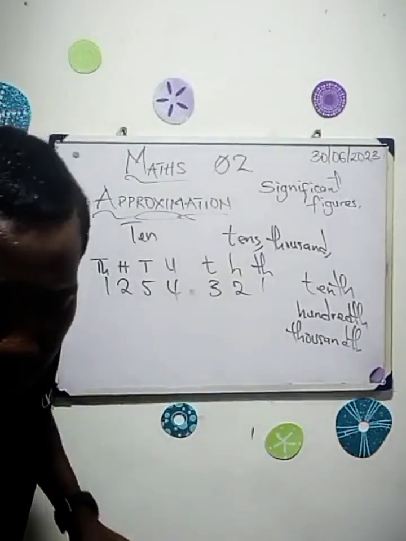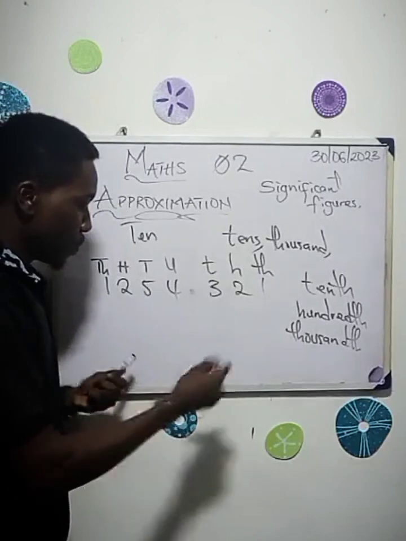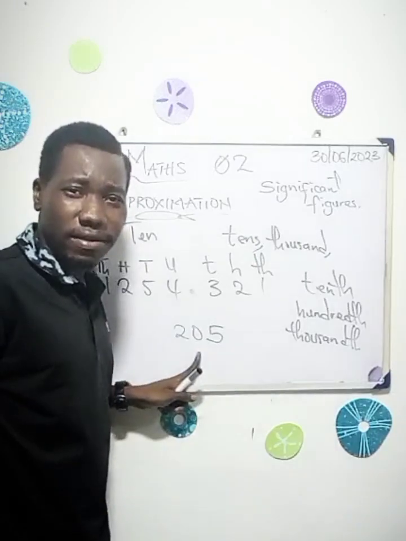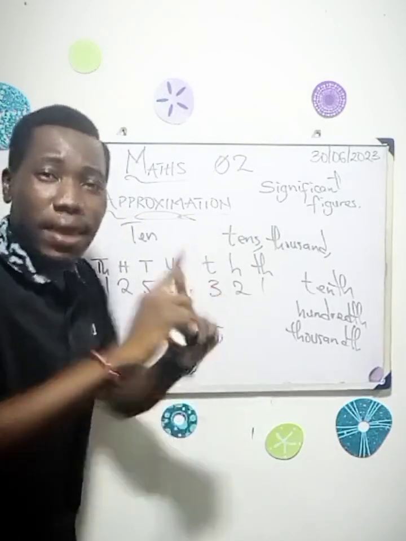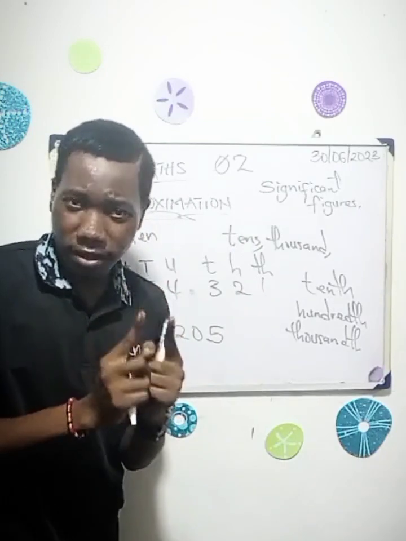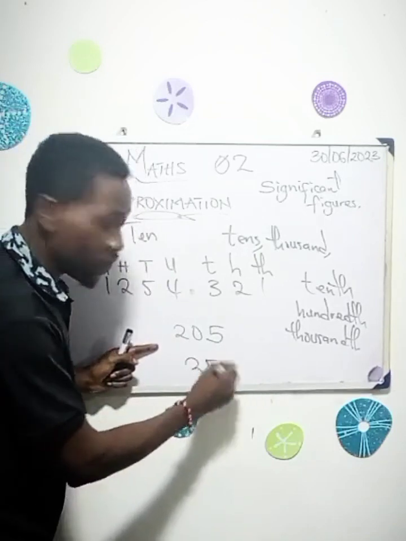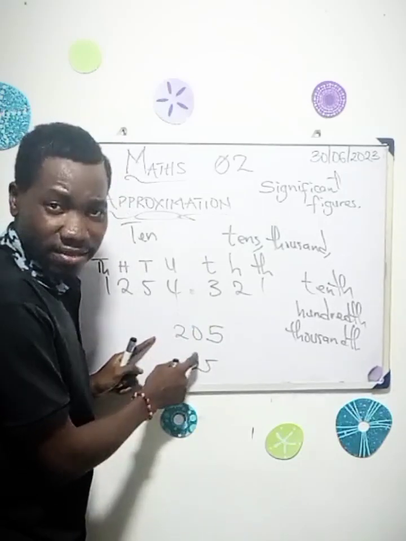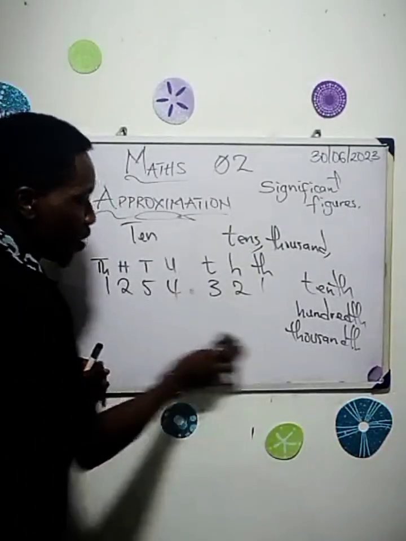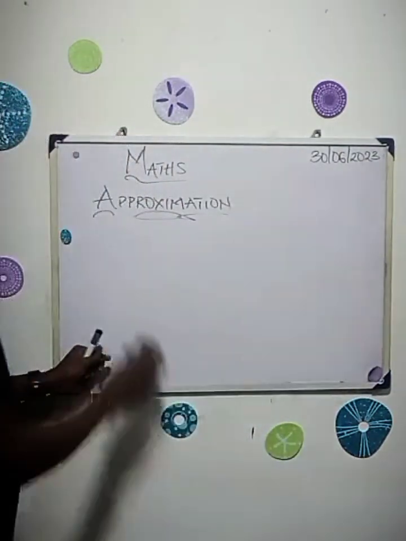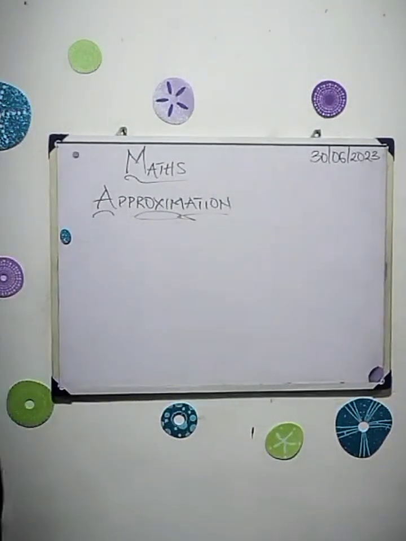For example, if you have 205, 0 in this case becomes significant. Whenever you have 0 in between a significant figure and another significant figure, the 0 in the middle becomes significant. So this is not the same thing as 25. You're not going to say, okay, 0 is insignificant, it becomes 25. No. It is significant in this case. So now let's take some examples.